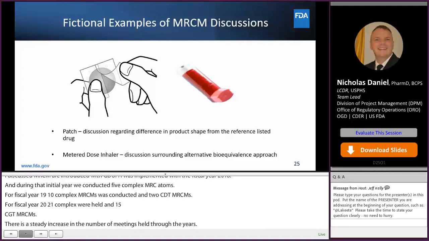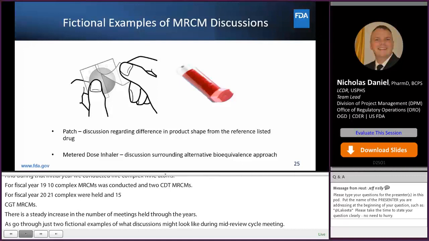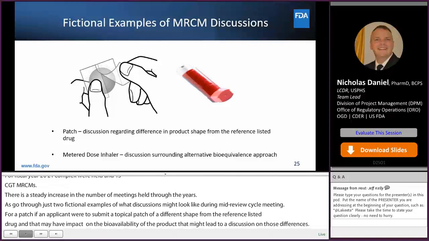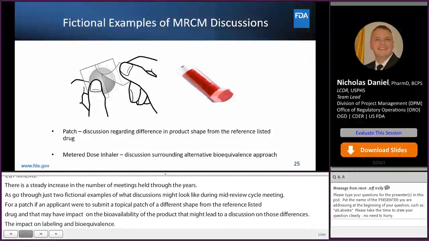For a patch, if an applicant were to submit a topical patch of a different shape from the reference listed drug, and that shape had impact on the bioavailability of the product, that might lead to a discussion on those differences and the impact on labeling and bioequivalence. Similarly, if an applicant were to submit an application for a metered dose inhaler, there might be a discussion surrounding alternative bioequivalence approaches.